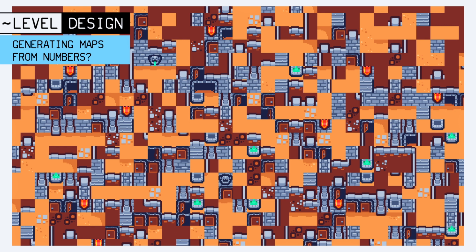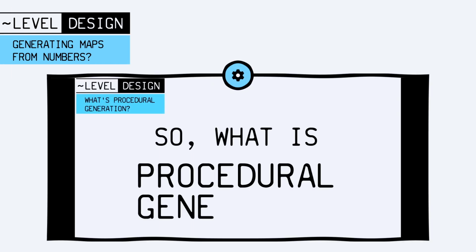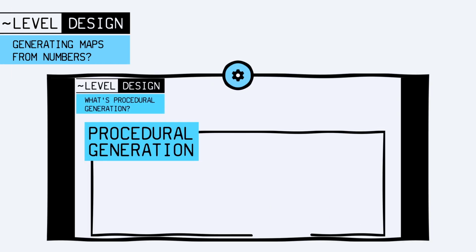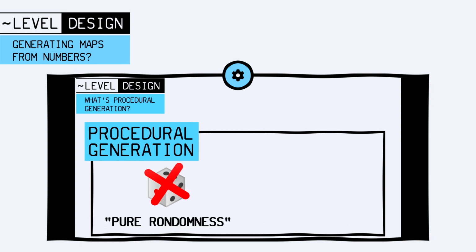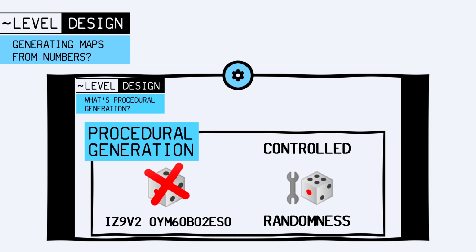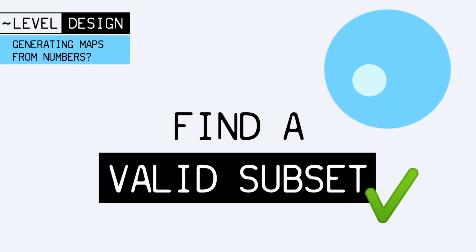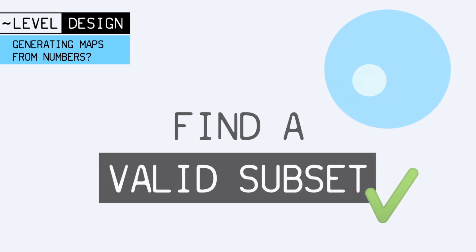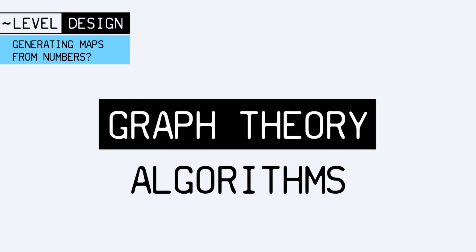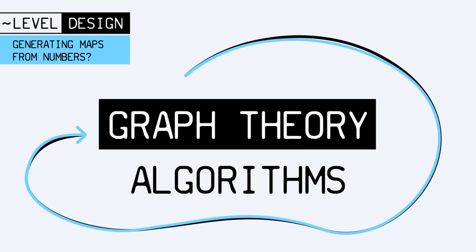As we said in the first episode about procedural generation, this design philosophy is not about using pure randomness, but rather controlled randomness. In this case, it would mean picking tiles at random in a subset that is valid for this given spot, or exploring some graph theory algorithms to ensure we always have a correct flow in our level.